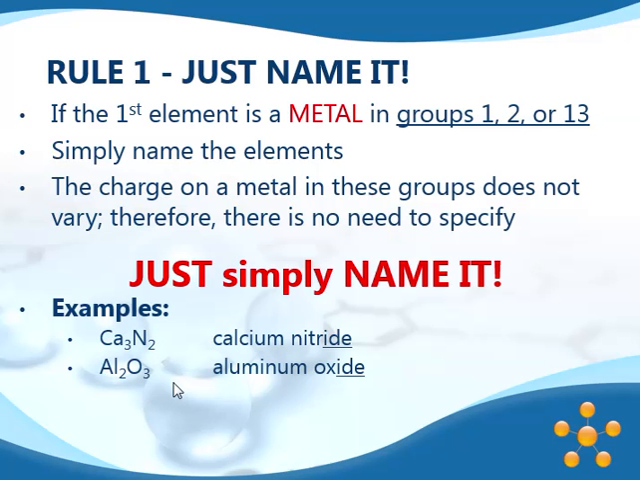Al2O3, a very common compound that you will see. Al is in group 13, so yes, we just name it. What element is that? It's aluminum. Okay, no fancy name. Oxygen, remember that is our anion, so oxygen becomes oxide. Just name it: aluminum oxide. Calcium nitride. All right, moving on.